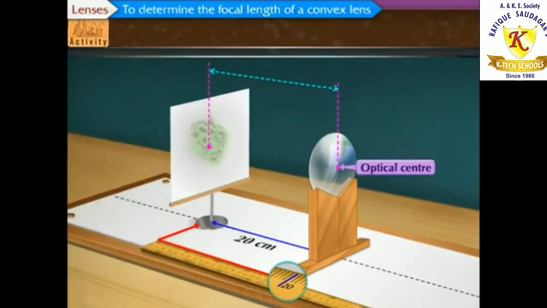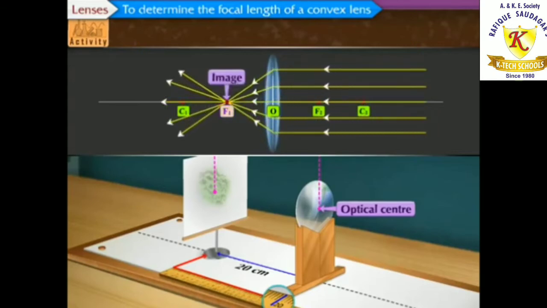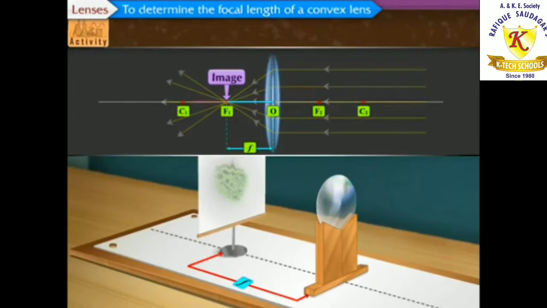Right, the image of the distant object is formed nearly at the focus of the lens. Hence, the distance between the lens and the screen which we measured is the focal length of the lens. Generally, the focal length is half of the radius of curvature. Got it?